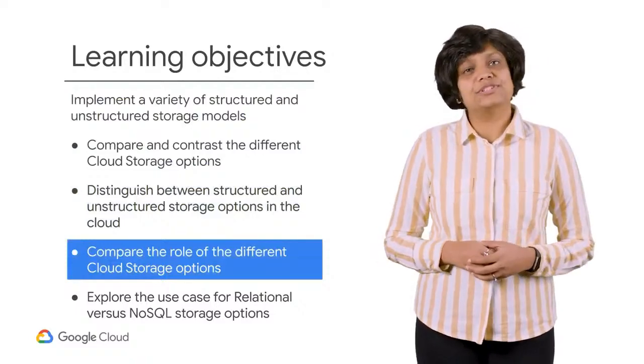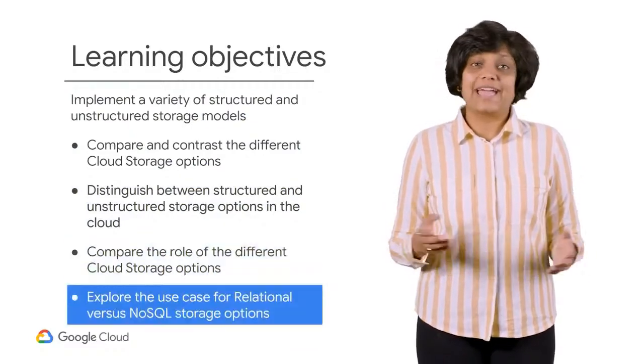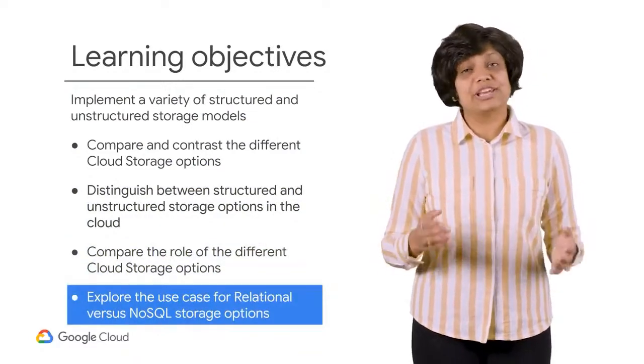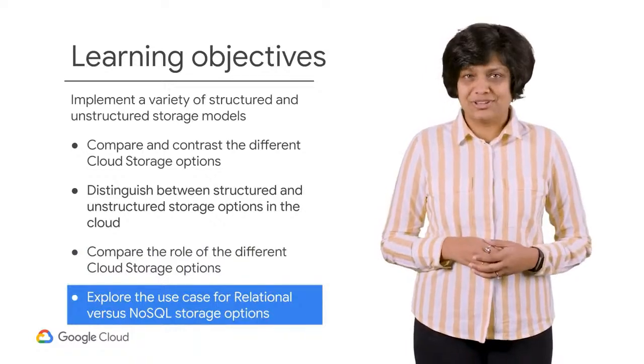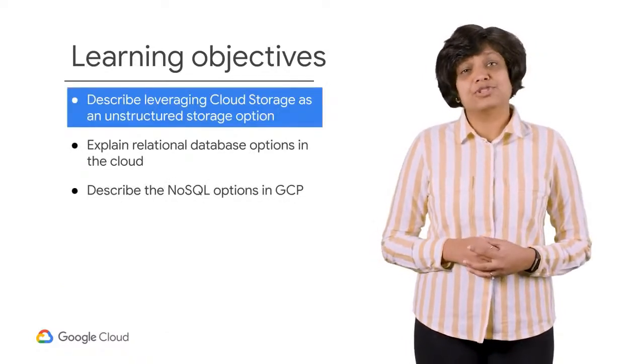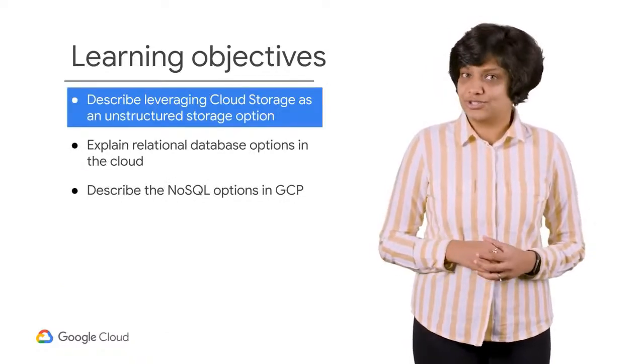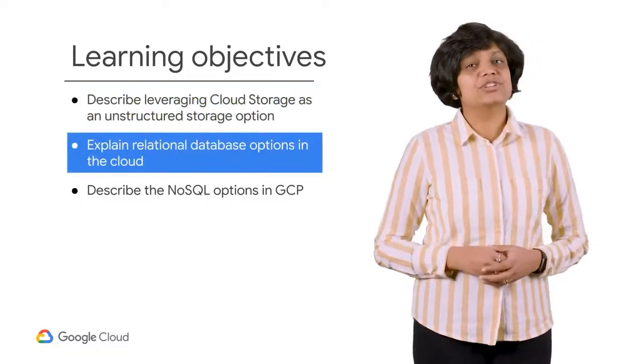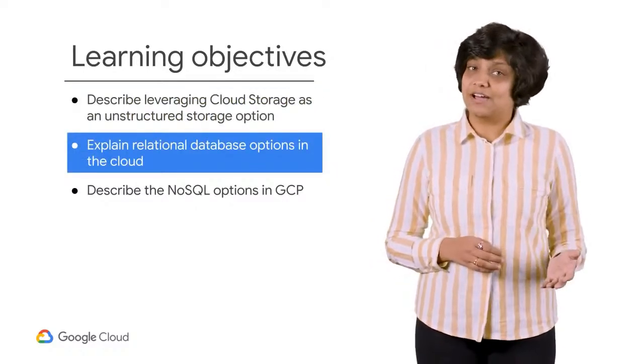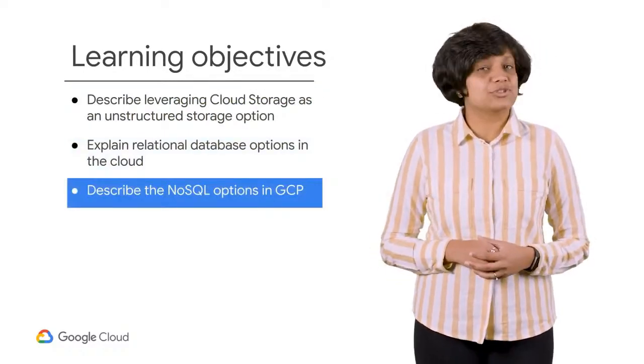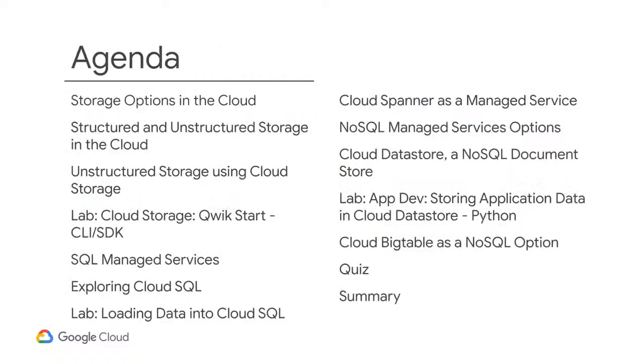Compare the role of the different cloud storage options. And explore the use case for relational versus NoSQL storage. You'll also describe leveraging cloud storage as unstructured storage, and explain relational database options in the cloud and describe the NoSQL options in GCP. These are the topics that make up the module.